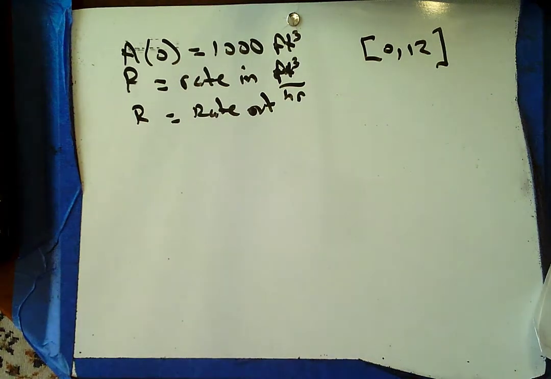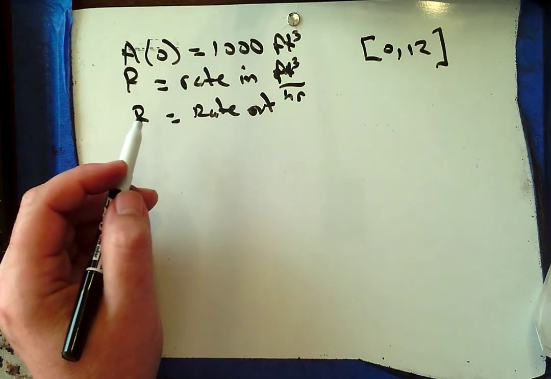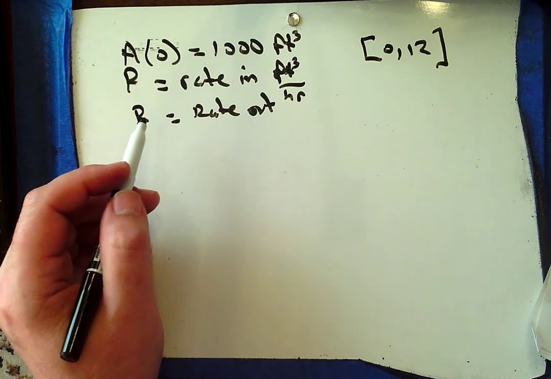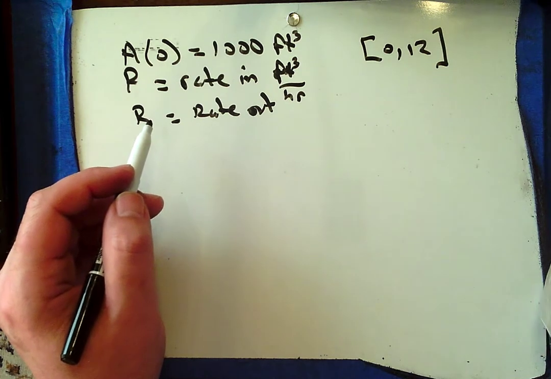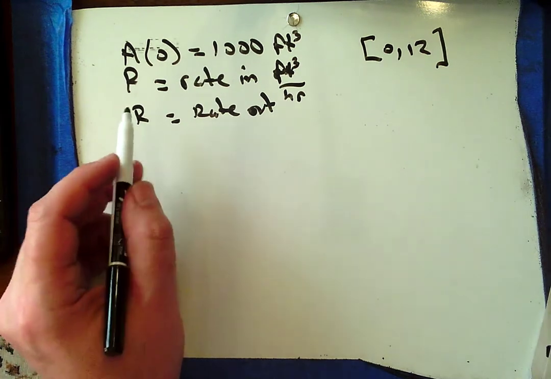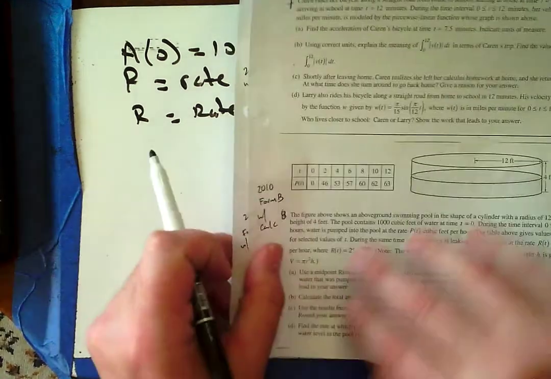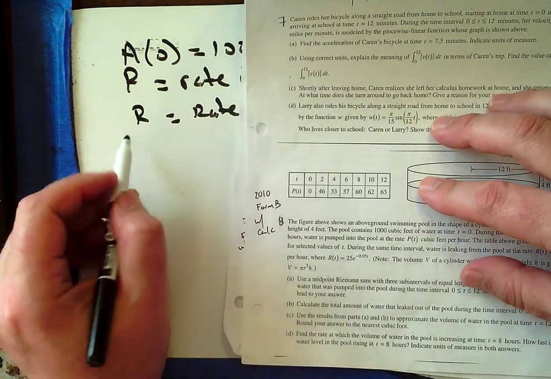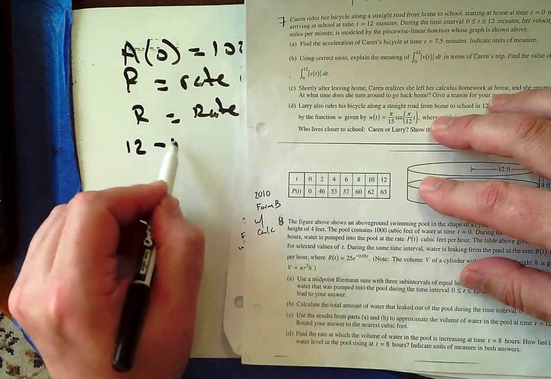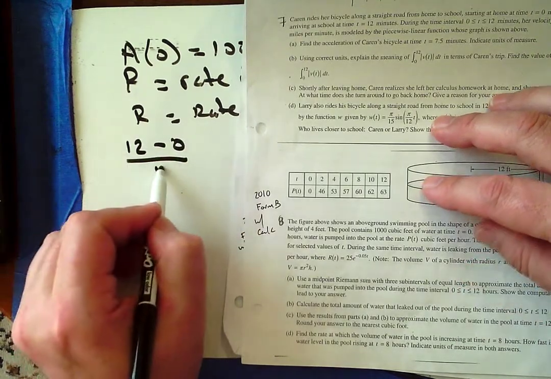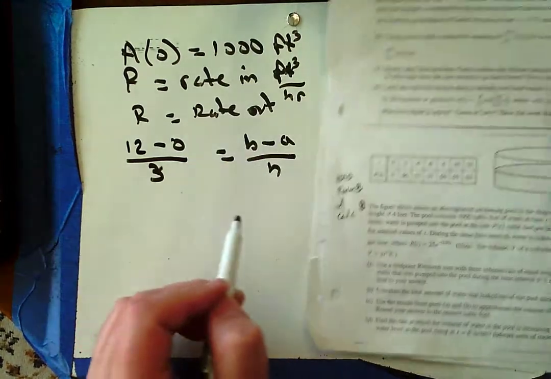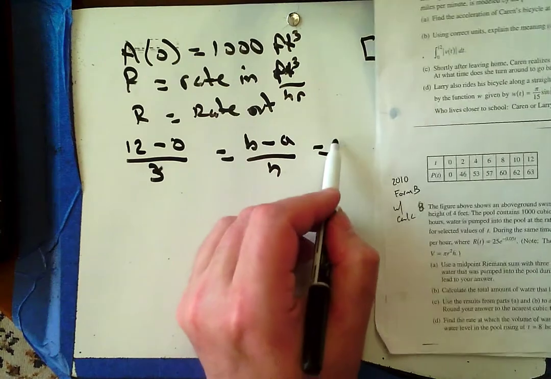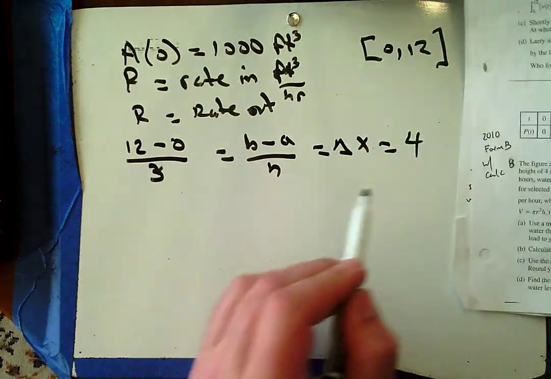Okay, so what are we asked to do here? Use a midpoint Riemann sum with 3 subintervals of equal length to approximate the total amount of water that was pumped into the pool on 0 to 12. All right, so we've got this table here, and we want 3 subintervals of equal length. So b minus a over 3, right? We're doing b minus a over n. So that gives me a subinterval width of 4.